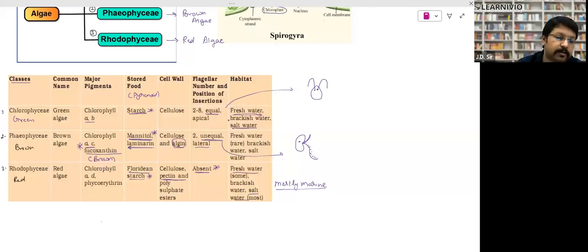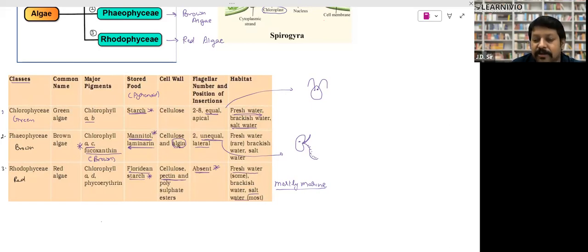Great. Phaeophyceae means brown algae. They are brown in color. They have chlorophyll A and C. Look, B is absent because they are not as advanced as green algae. So chlorophyll A and C are found, B is missing. They have fucoxanthin, a pigment like chlorophyll A and B. It gives brown color to brown algae. Stored food is mannitol and laminarin. Clear? Cell wall is made up of cellulose and algin.